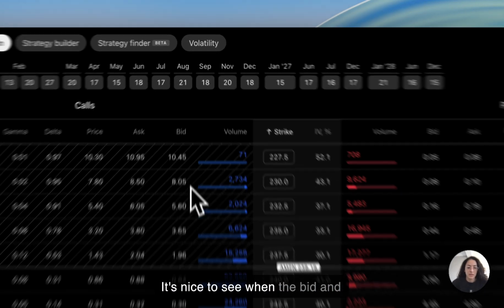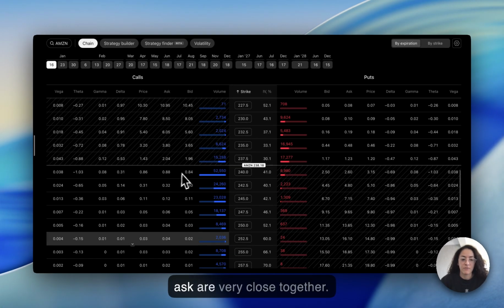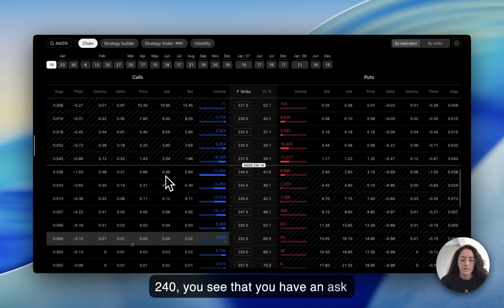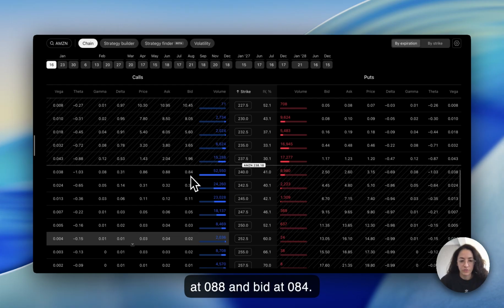It's nice to see when the bid and ask are very close together. For example, at this strike price at 240, you see that you have an ask at 0.88 and a bid at 0.84. So the spread is tight. It's only 0.04. That's what we want to see when we want to buy options, because we want liquid options. We want also good volume. In fact, here you see we have volume on both sides.